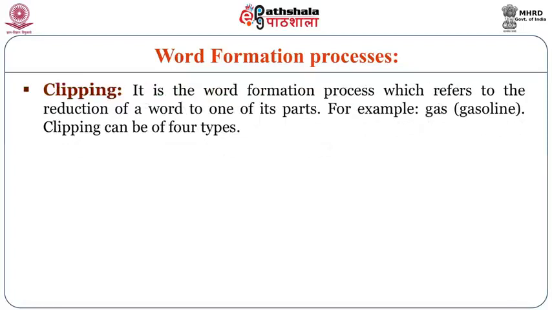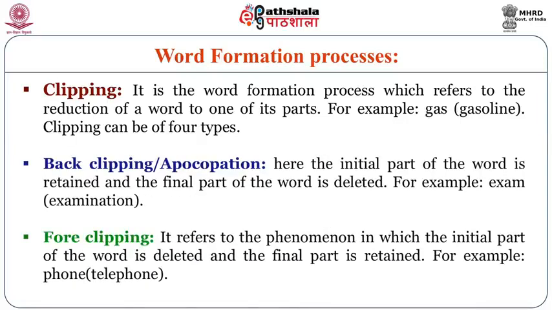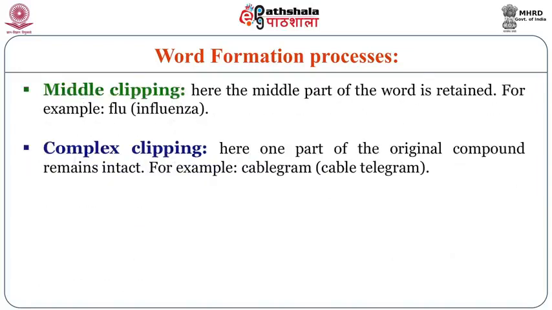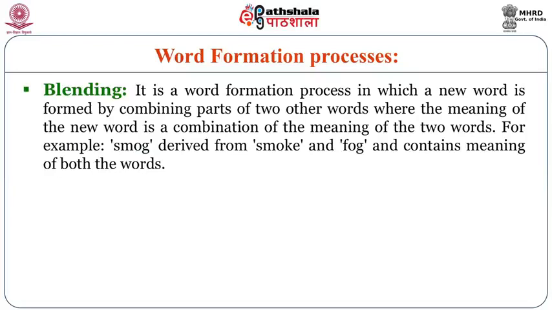Clipping is the word formation process which refers to the reduction of a word to one of its parts. For example, gas, that is from gasoline. Clipping can be of four types: back clipping, fore clipping, middle clipping, and complex clipping. In complex clipping, one part of the original compound remains intact. For example, cablegram, from cable telegram. So we say cablegram. We have blending, back formation, coining, and acronyms.